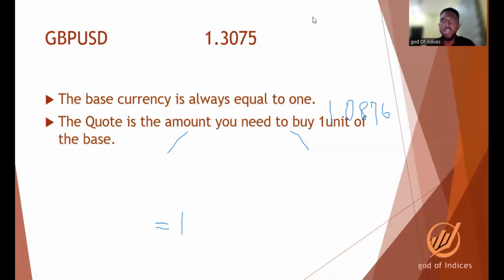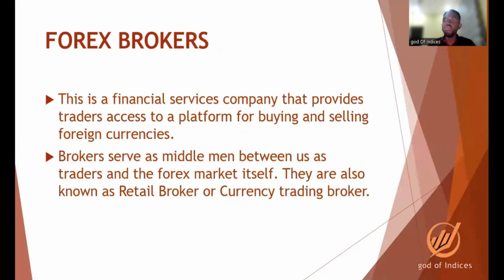Okay, let me clear the screen quickly. Anytime you see a currency pair quoted, we always have them quoted like this. We have the base and we have the quote currencies. So this leads us to the next thing: how do we trade these currency pairs?